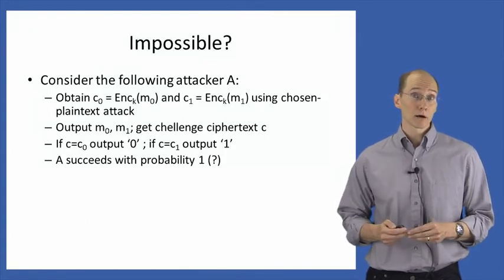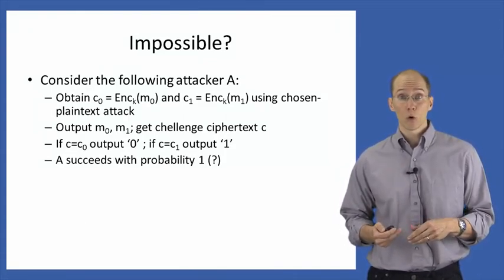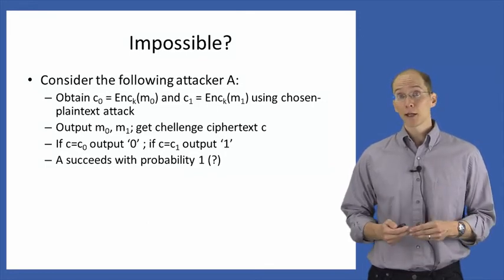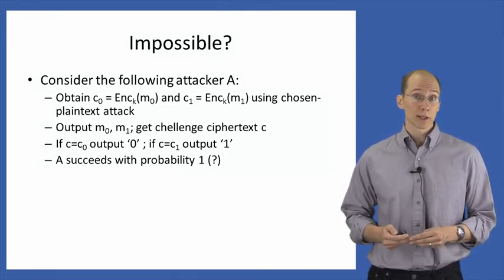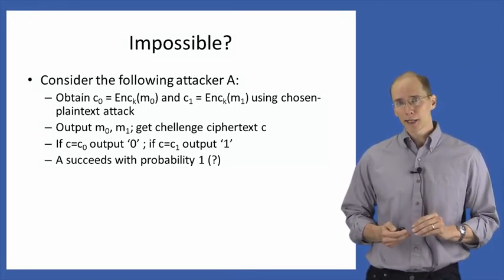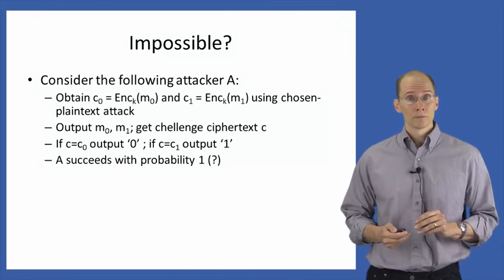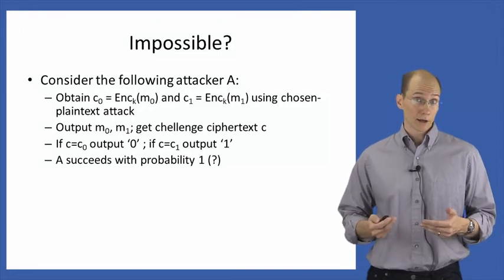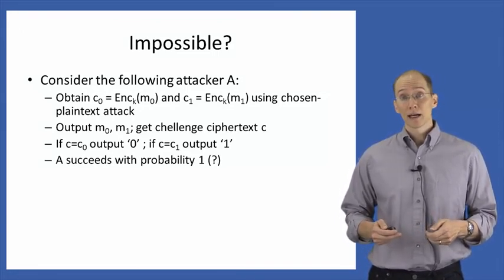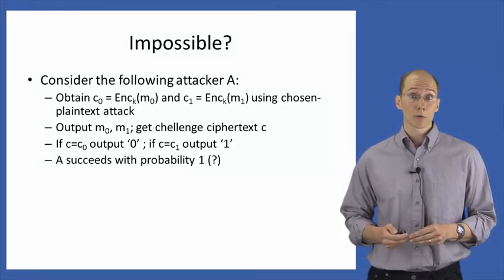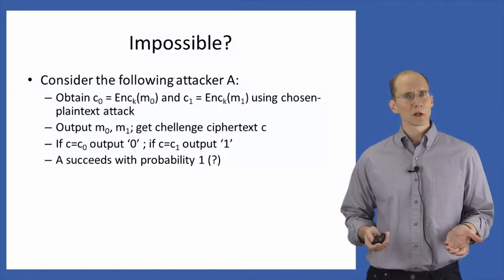It then simply compares whether C is equal to C0 or C1. If C is equal to C0, then A guesses that M0 was encrypted and outputs 0. And if C is equal to C1, then A guesses that M1 was encrypted and outputs 1. And it looks like this allows A to succeed with probability 1. This seems to show that for any encryption scheme, there's an attack, in the sense of a chosen plaintext attack, that violates our definition because the attacker here succeeds with probability more than 1/2. So is the definition impossible to achieve?